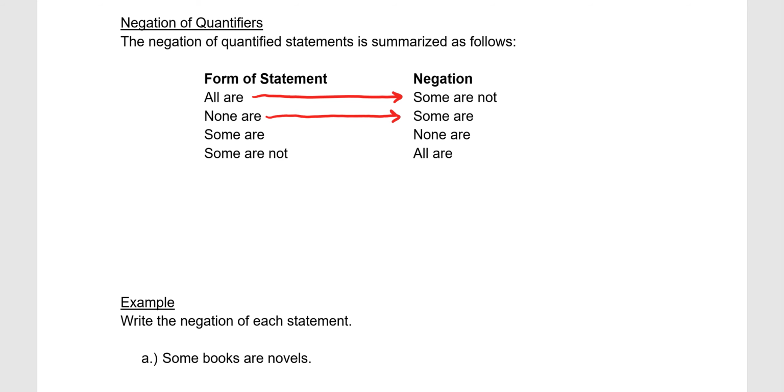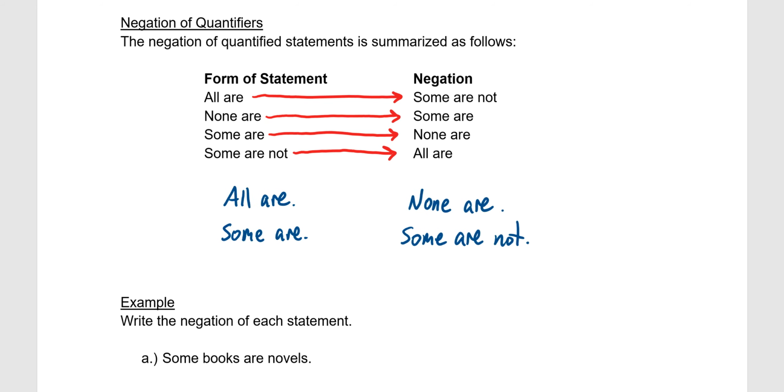Once you know those two, you essentially know all of it, because the other ones are just the same thing in reverse. If you have the form of the statement some are, that means none are for the negation, and some are not would be negated to all are. You can use this little diagram to help. On the left we have the phrases all are and some are. On the right we have none are and some are not. The negations are going to be these little diagonals. So the negation of some are is none are, and the negation of all are is some are not, and vice versa.